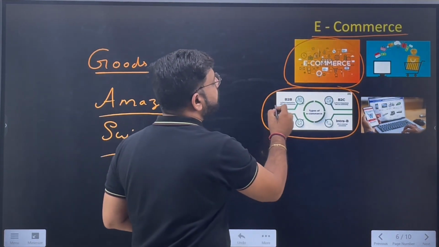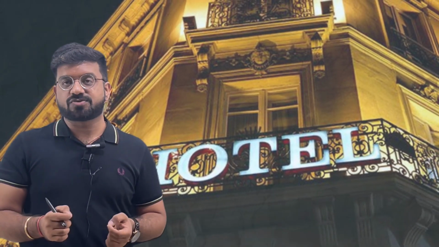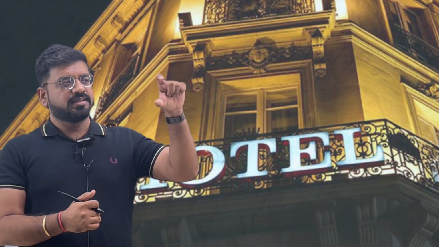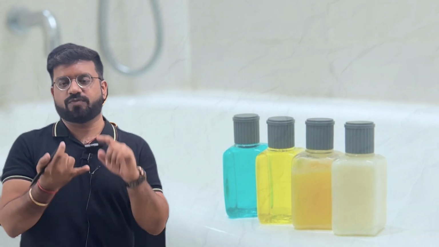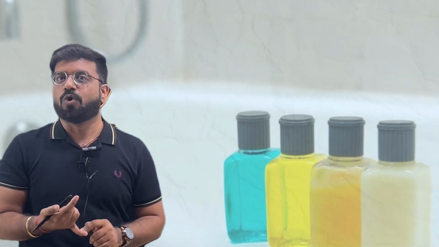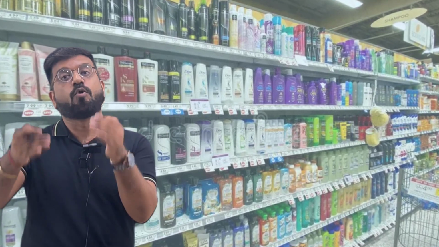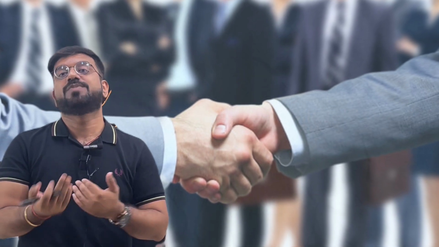There are many types of e-commerce. It can be B2B transactions. B2B is basically business to business. For example, in the hotel industry, when we check in to a hotel room, we can see small sachets of shampoos and liquid soap. All these are products which a business, that is the hotel industry, is buying from another business. That is known as B2B business.